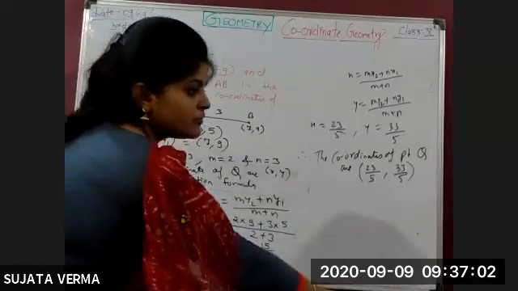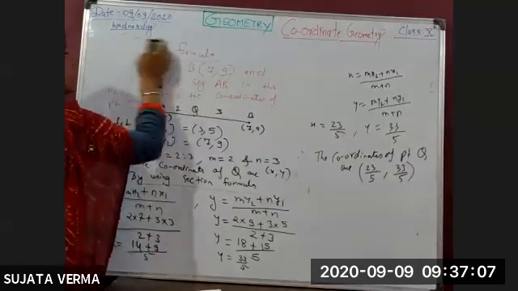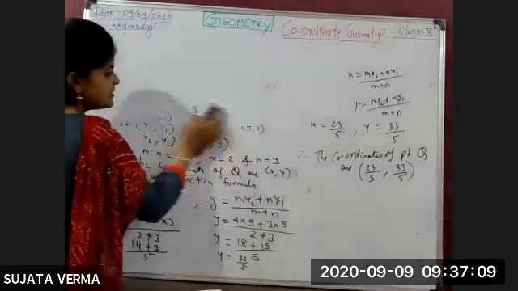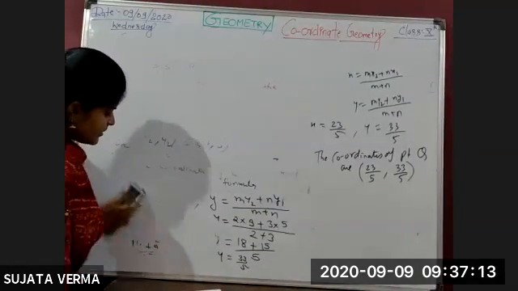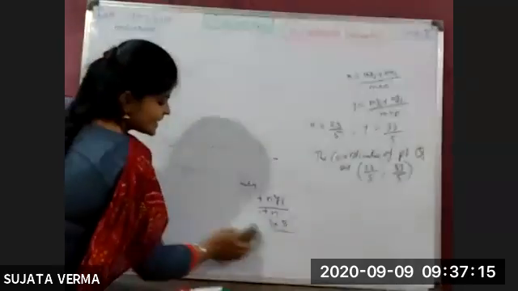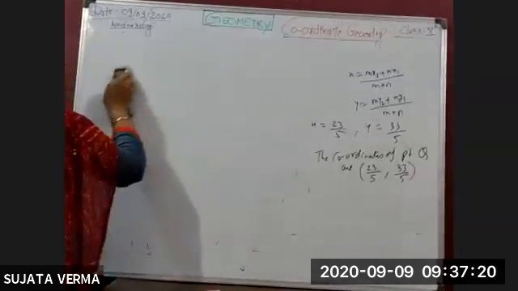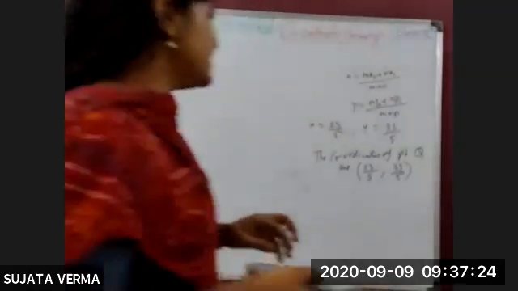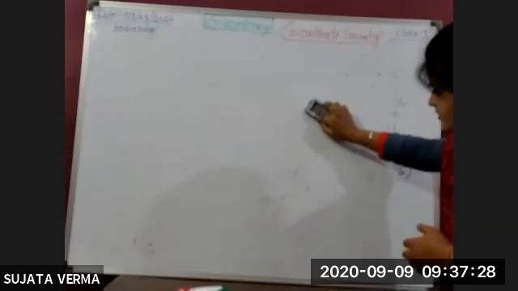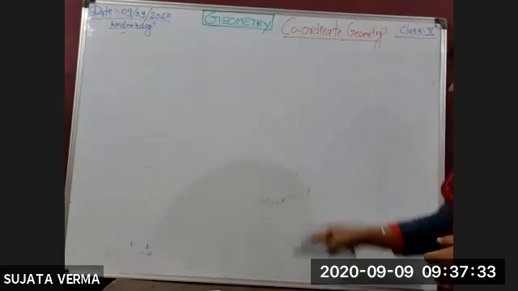Okay, now the next section formula is in which one point divides the line segment in different ratio, that is m is to n. But if we say that the value of m and n are equal, what does it mean?